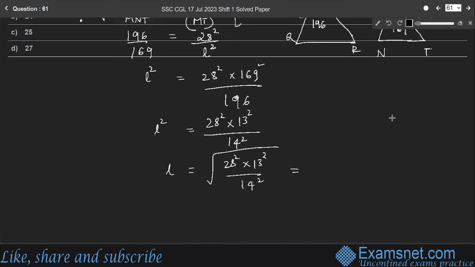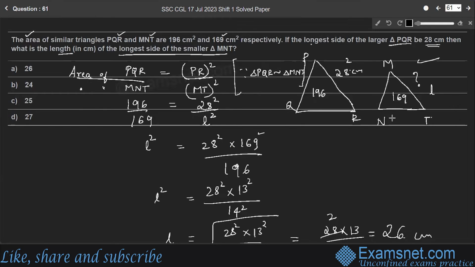So all the numbers are square numbers. Therefore, the root of a square number is the number itself. Therefore, 28 into 13 by 14 gives the answer. 14 into 2 is 28. So 26. So the length of the longest side of the smaller triangle MNT is 26 centimeter. The unit is centimeter. Therefore, 26 centimeter is the answer. Option A.